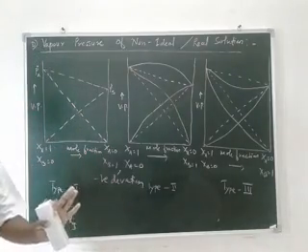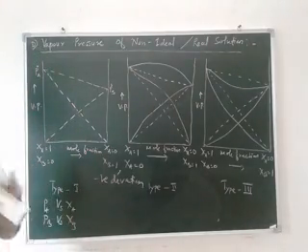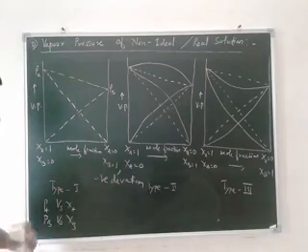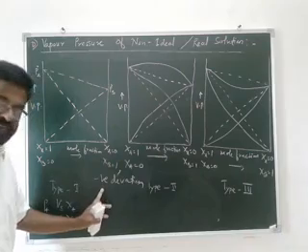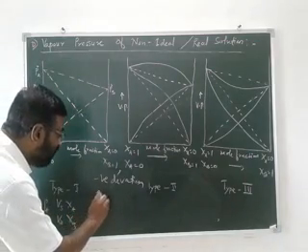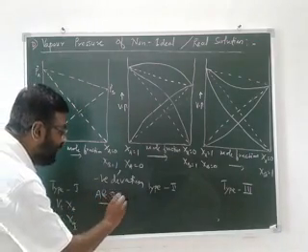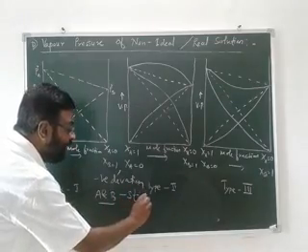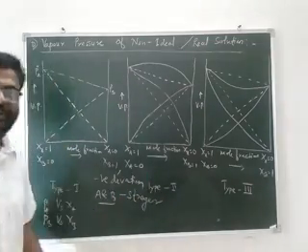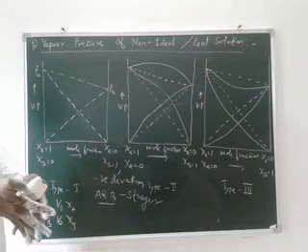So why does the real solution show negative deviation? With this point we are going to discuss. The real solution which shows the negative deviation, in that case the intermolecular force of attraction between A and B should be stronger, meaning they are tightly bound to each other.